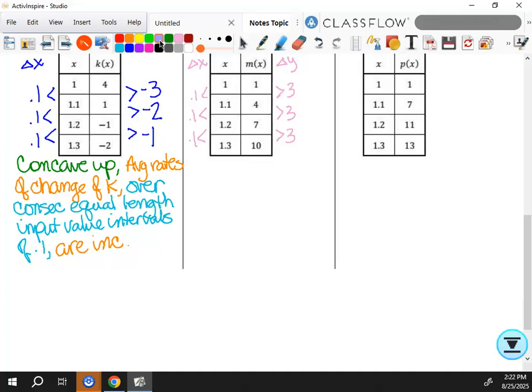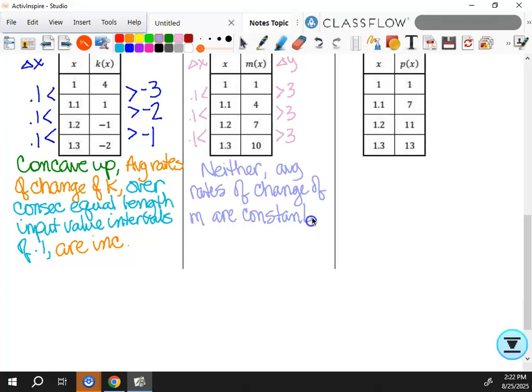And if you weren't sure about it, when it's linear, my rates of change aren't increasing or decreasing. So it can't be either one, right? And so we can say neither. Then we can say average rates of change of M are constant.